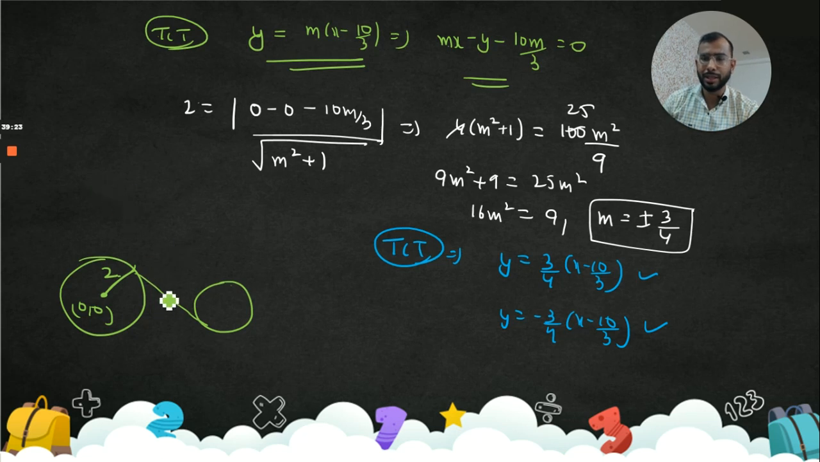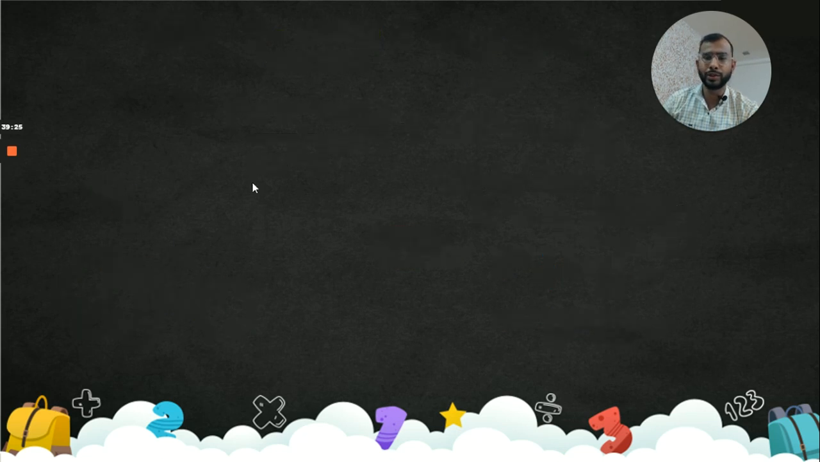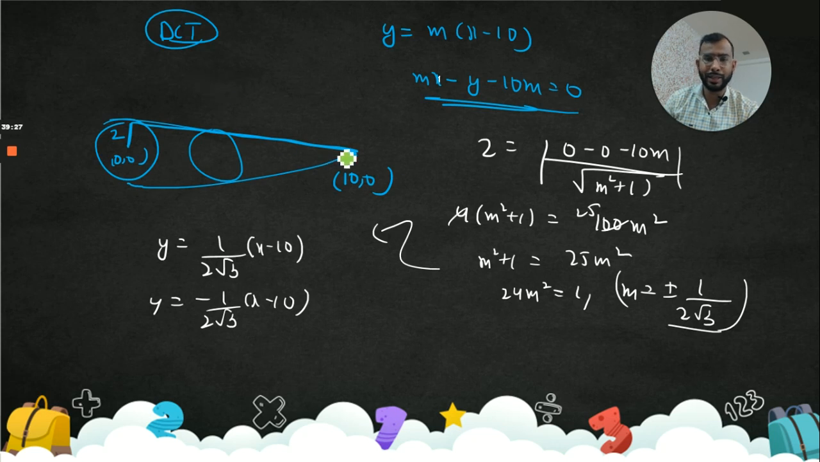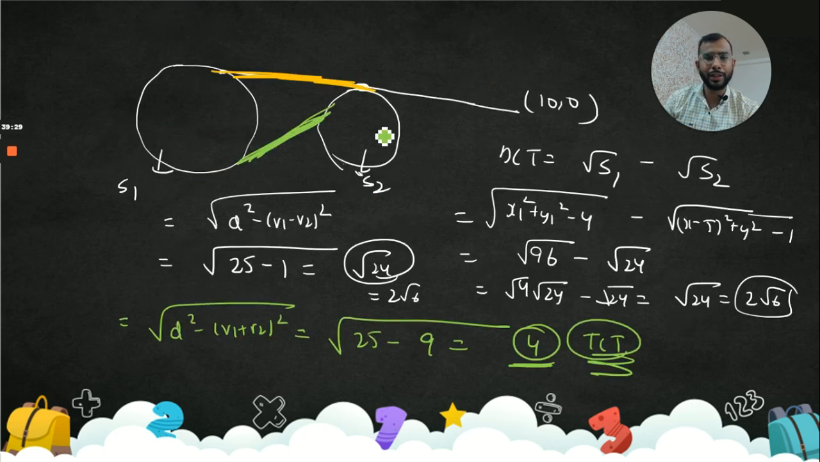The two equations are: this is the first one, this is the second one. Similarly, we'll apply for DCT and we'll get the equation. Then the length of the direct common tangent is either root S1 minus root S2, or apply this formula. And this is for the length of TCT.